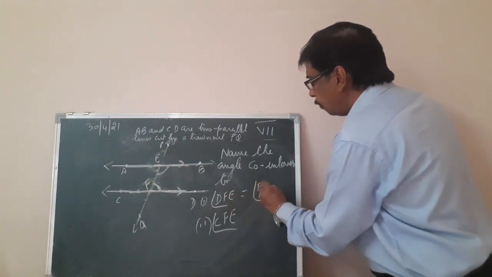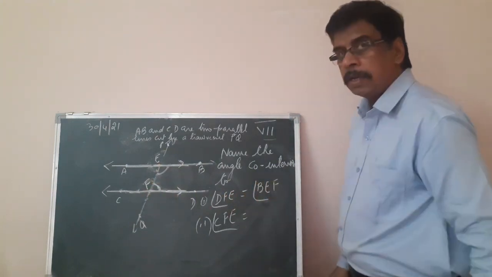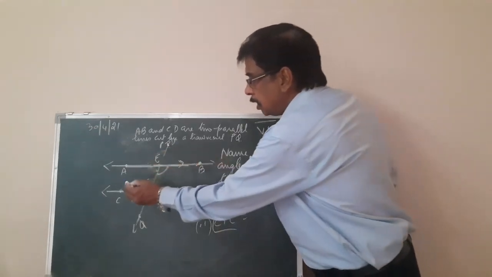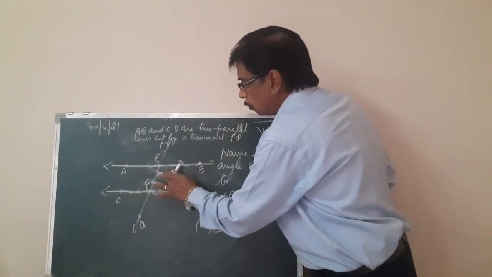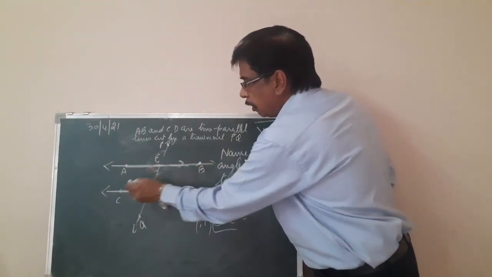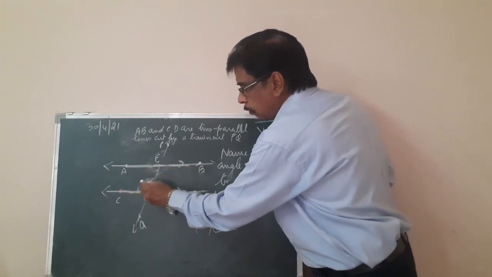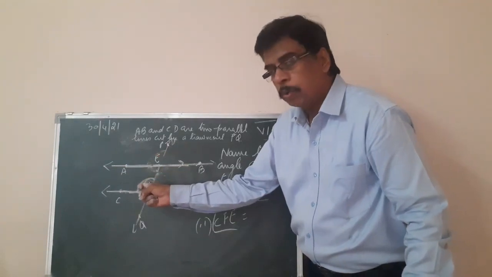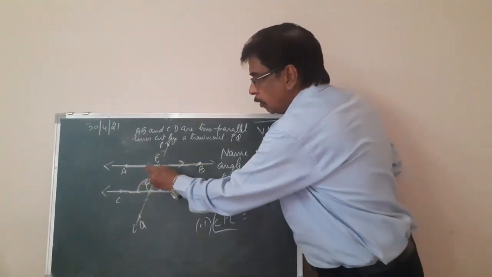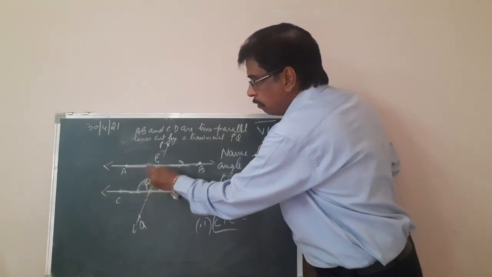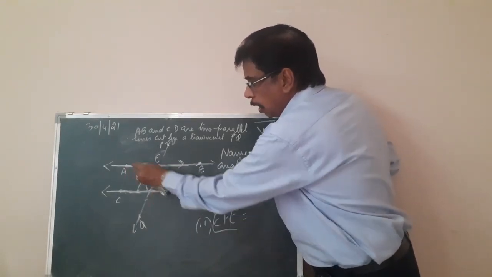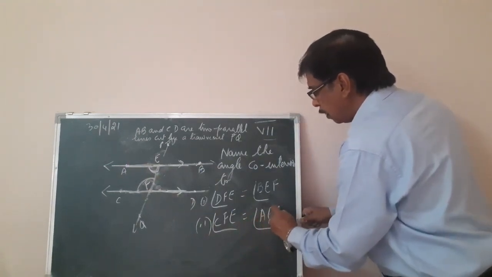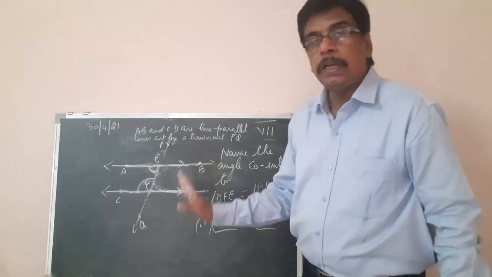That's equal to angle BEF. Name the co-interior angle to angle CFE. CFE. We are talking of this angle now. Co-interior to angle CFE will be this angle here. That is AEF. We are talking of this angle. So this is AEF. That is equal to angle AEF. I hope it's clear, students.